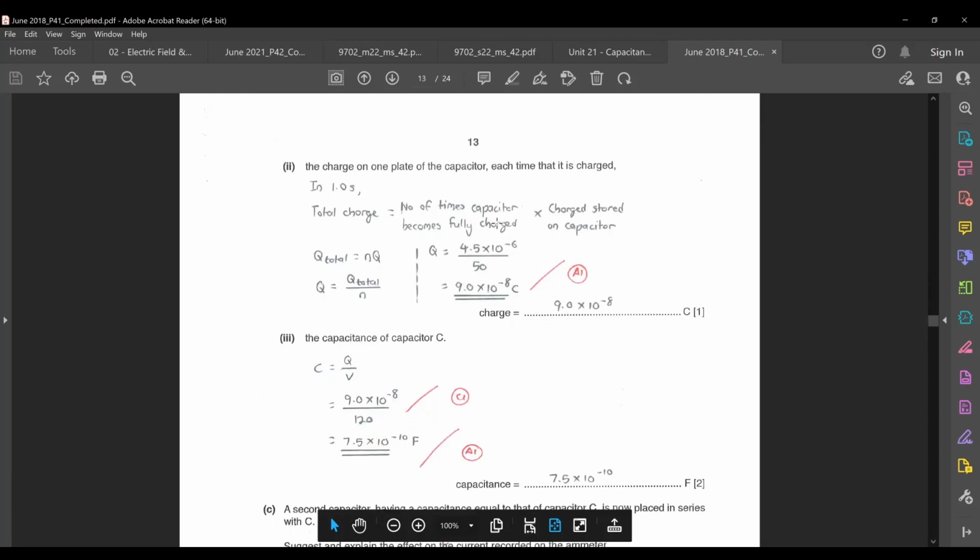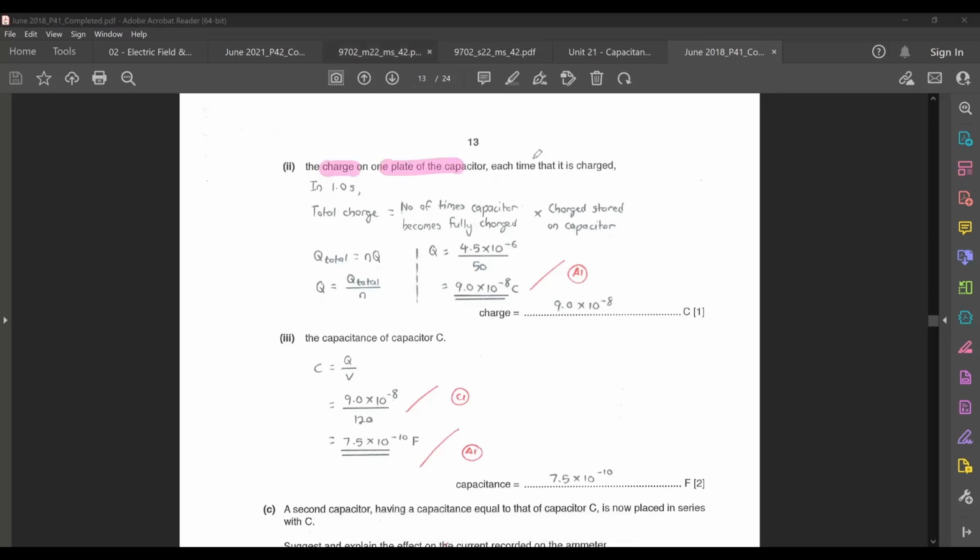Now, next one. Find out the charge on one plate of the capacitor each time it is charged. Again, the charge stored on one plate of the capacitor is really just the charge stored. So how much charge is stored on one plate each time your capacitor is charged? Okay, you think about it this way. Let me just try and write it in a different manner for you. In 1 second, total charge is 4.5 times 10 to the power minus 6 coulomb.